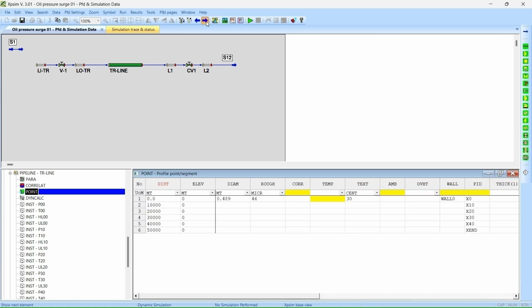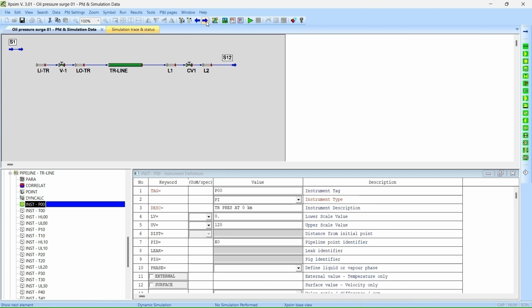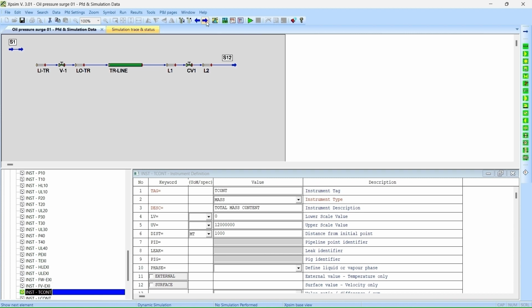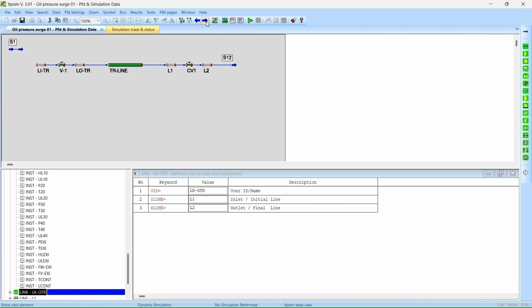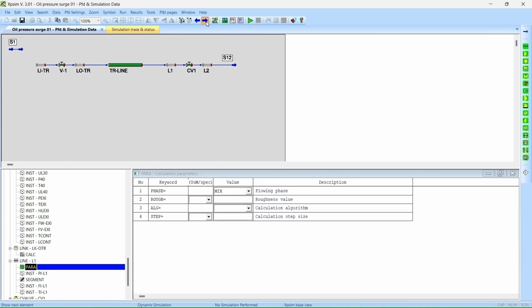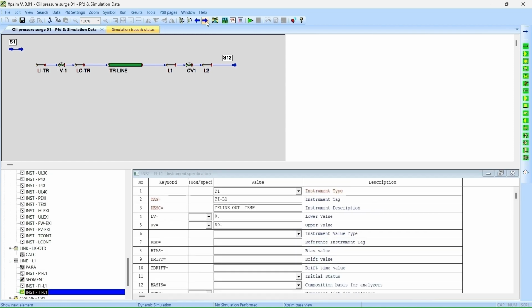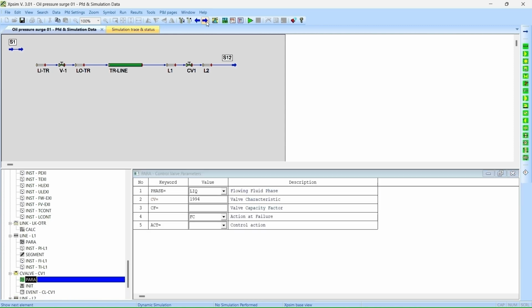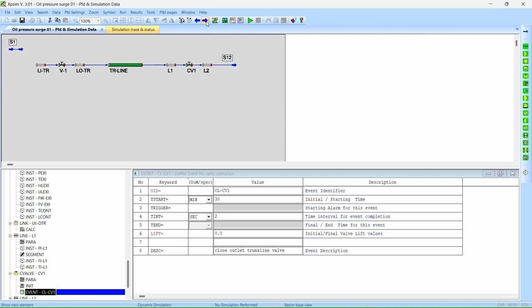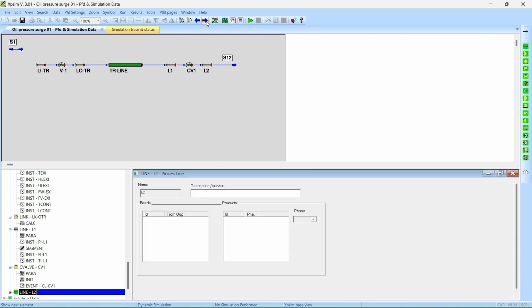A number of virtual instruments are inserted in the pipeline input. Pressure, temperature, and liquid velocity are measured at the inlet and outlet points, as well as at 10, 20, 30, and 40 kilometers. On the valve CV1 controlling the outlet flow, an event is defined. The valve is closed 30 minutes after the simulation starts in a 2 seconds interval.